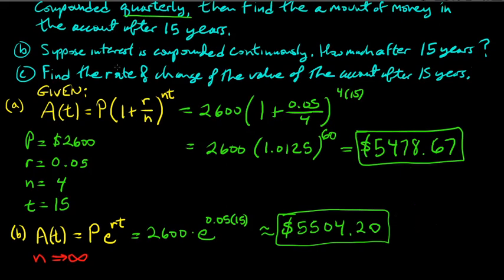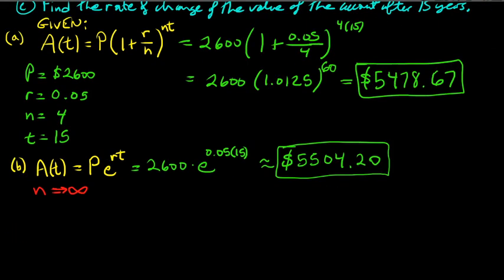Anyways, let's go on to part C. Find the rate of change of the value after 15 years. You know what rate of change means. The value here is how much is in the account, the amount of money in the account. So we just want the derivative with respect to t. R is a constant, so by the chain rule we get P times r times e to the rt.